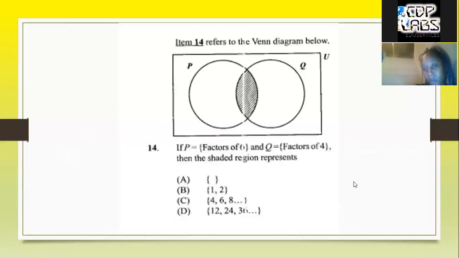What are the factors of 6 now? Tell me now. What are the factors of 6? One, two, three, and 6. Good.